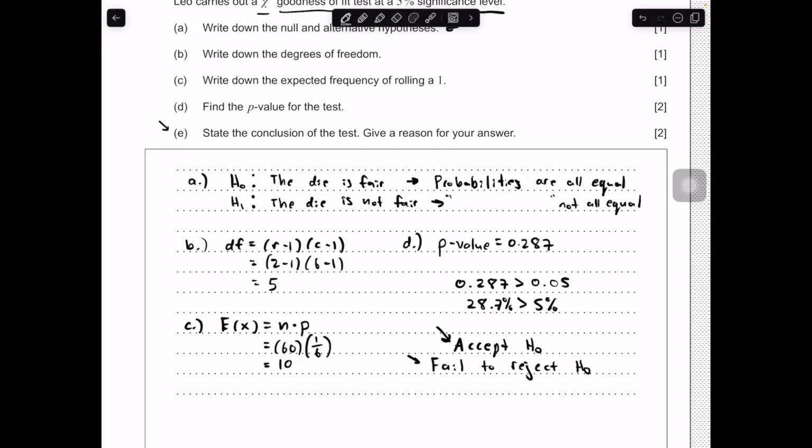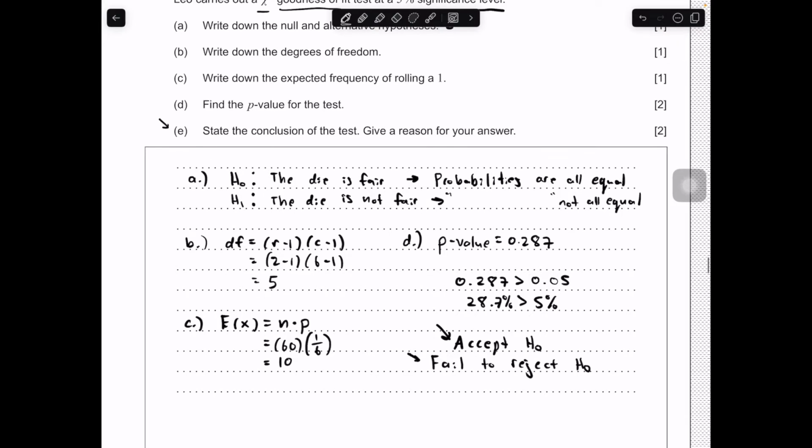The mark scheme says condone H0, but technically this is actually the proper answer. We don't say conclusively that the null hypothesis is the case, that the die is fair, but we fail to reject. It's not as strong a claim. Fail to reject H0. Otherwise, we accept it.